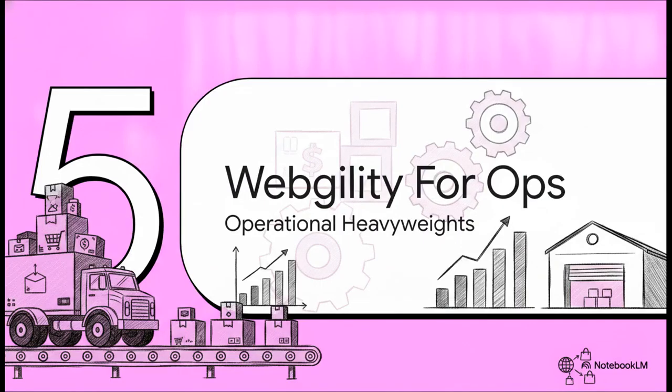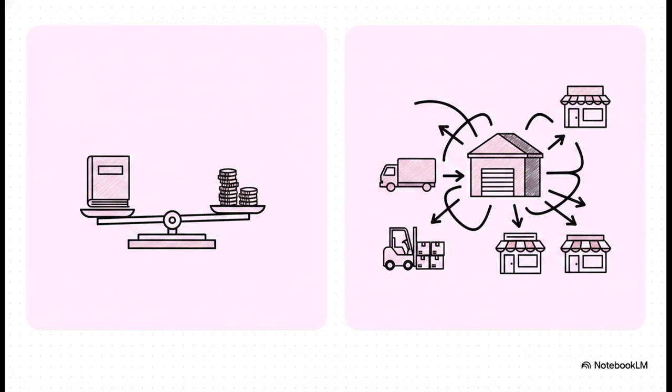Section 5. Webgility for operational heavyweights. Now, if we look at a fourth contender and contrast PayTraQer directly with Webgility, you see a clear divergence in purpose. PayTraQer is what we'd call an accounting-first tool. Its primary mission is clean reconciliation, making sure your sales, fees, and deposits match perfectly. Webgility, however, it's operations first. It's a massive beast of a platform.